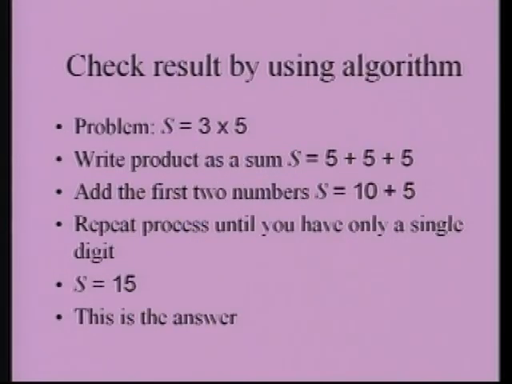If we suspect that that has happened, we need to check the result by using an algorithm, and we need to rewrite the table. And so here's a very simple algorithm. You want to multiply 3 times 5, you write the product as the sum, 5 plus 5 plus 5. You add the first two numbers, it's 10 plus 5. You keep adding, you can repeat the process until you have only a single digit. And this example ends in the next line, S is 15, that's the answer. So here's the algorithm where you take recursive steps to get the result.